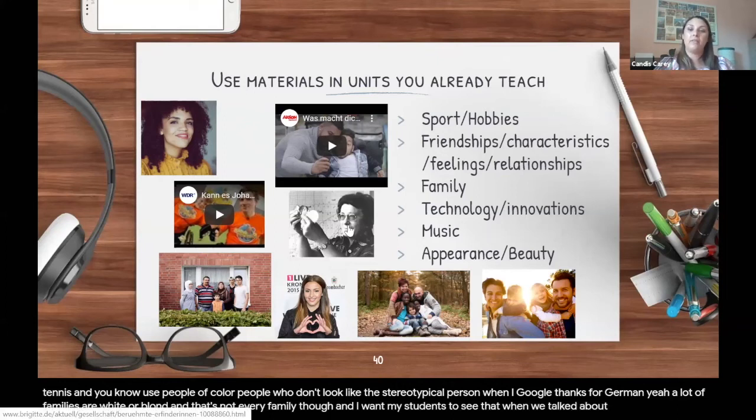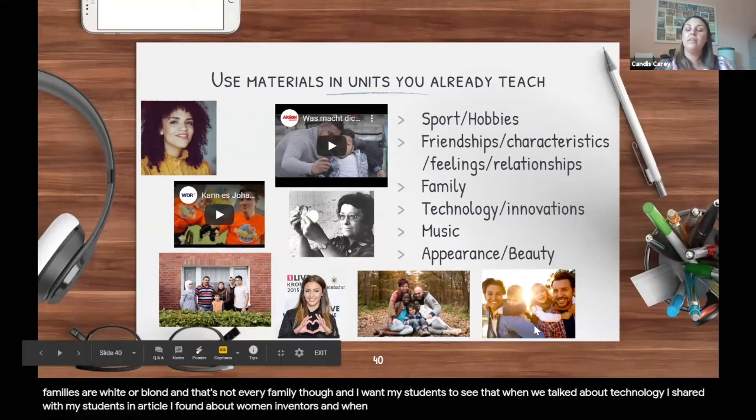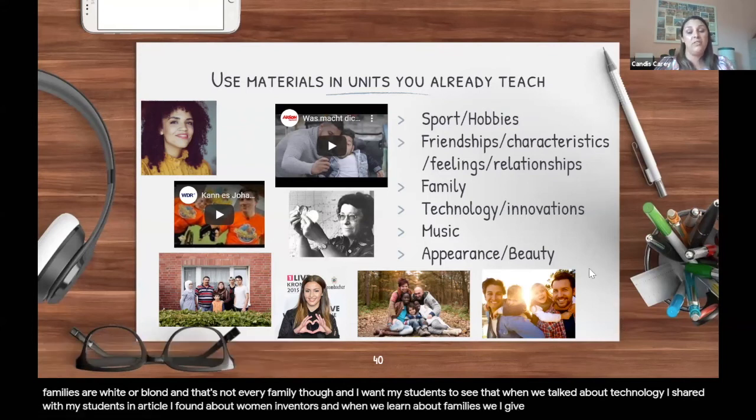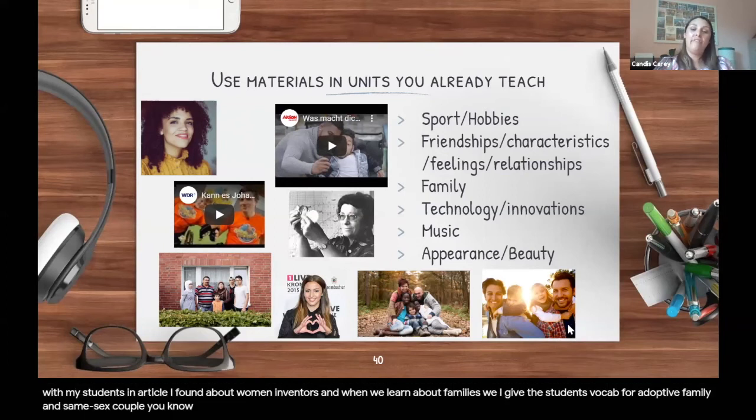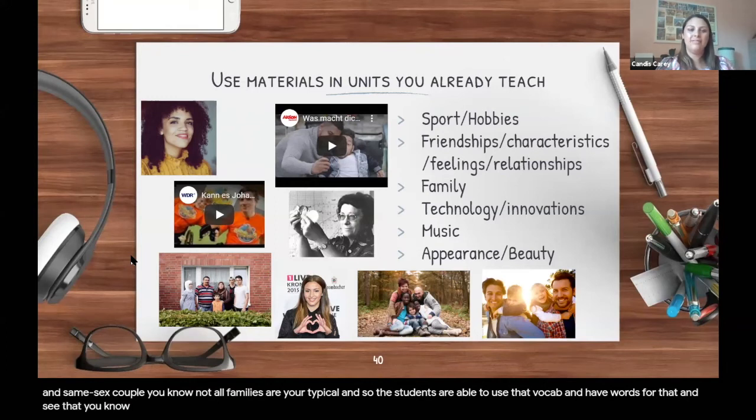When we talked about technology, I shared with my students an article I found about women inventors. And when we learn about families, I give the students vocab for adoptive family and same-sex couple. Not all families are your typical mom and dad. So the students are able to use that vocab and have words for that and see that their family maybe is different. And here's the vocab for it, and that's great.